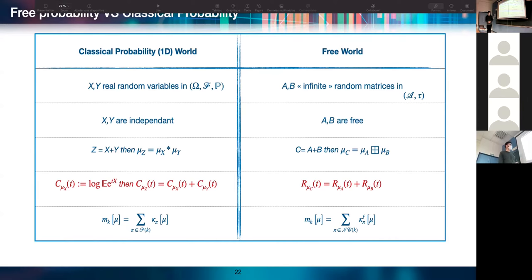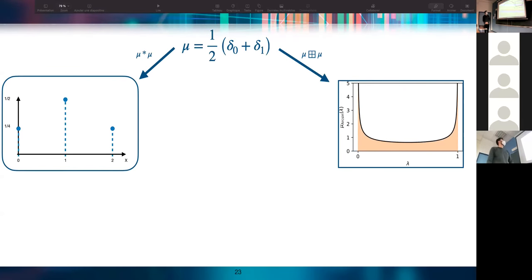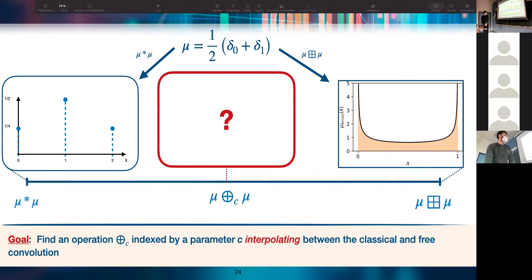And also you have a combinatorial formula in both cases, where in one case it's the sum over all partitions between the moments and the convolutions, and in the other case it's the sum over non-crossing partitions. So because we have these two settings, we can do two different operations on two measures. You can either do the classical convolution or the free convolution. And now the goal of this talk is to try to make an interpolation between the two. That is, to find an operation which takes two measures and another parameter c. And when I make this parameter c go from one value to another, I interpolate between the two convolutions.